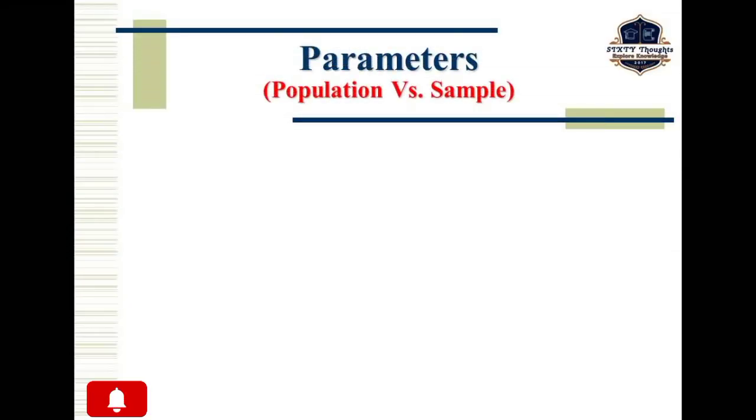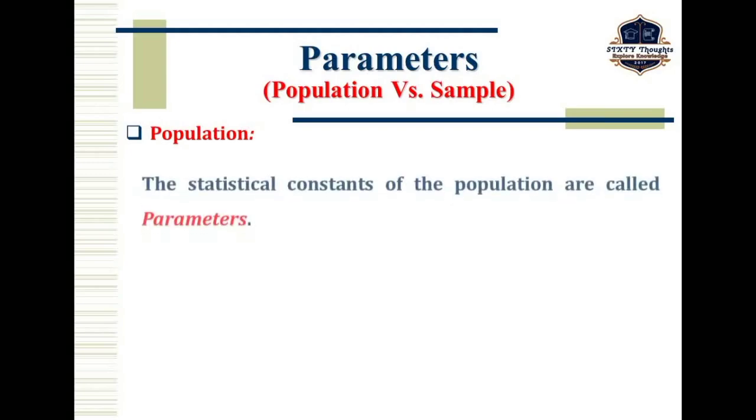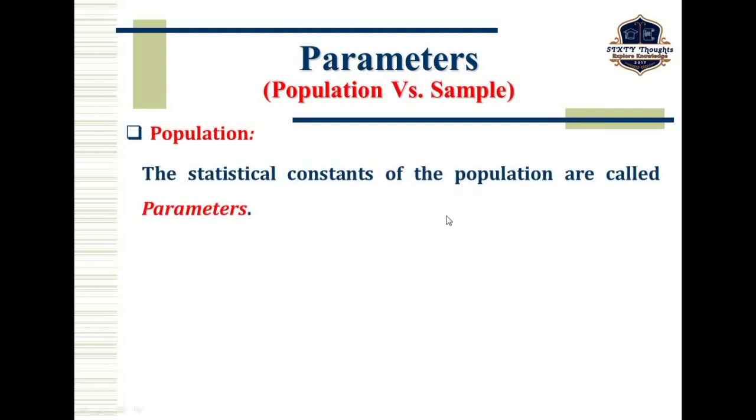Today we are going to discuss what is meant by parameters of population and the parameters of sample. Okay, let us see what is meant by population parameters. So the statistical constants of the population are called parameters. So here we are using four different parameters.